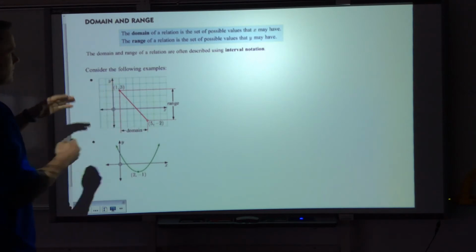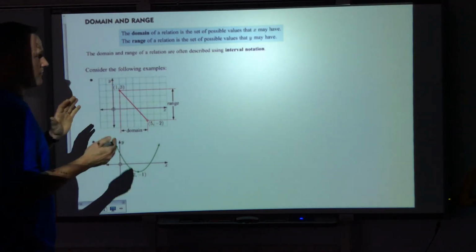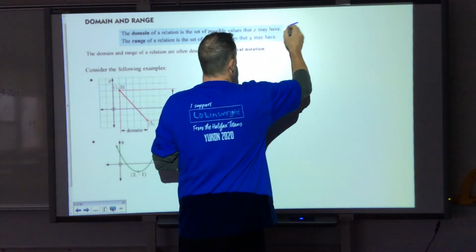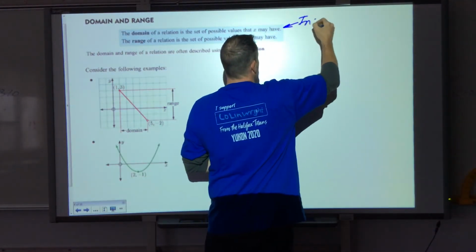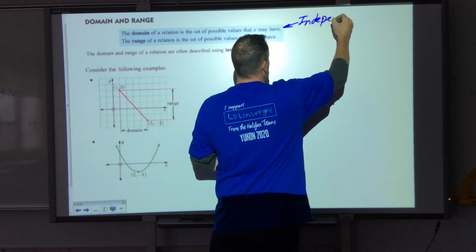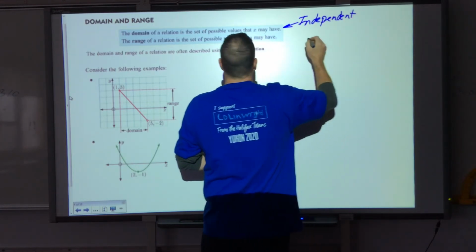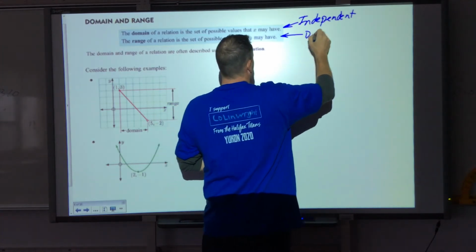The domain of a relation is a set of all possible values that X may have. These are considered my independent variables. Independent values. Independent. And these are my dependent.